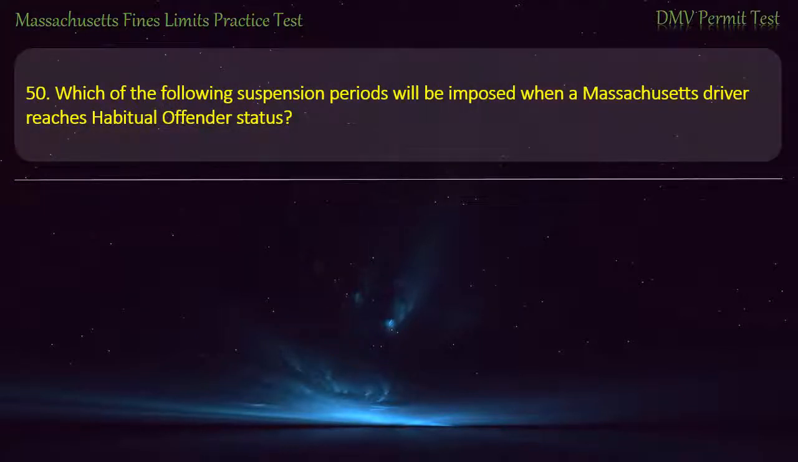Question 50. Which of the following suspension periods will be imposed when a Massachusetts driver reaches habitual offender status? 2 years, 3 years, 4 years, 1 year. Answer: 4 years.